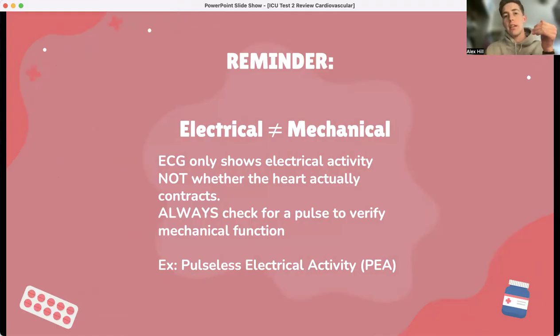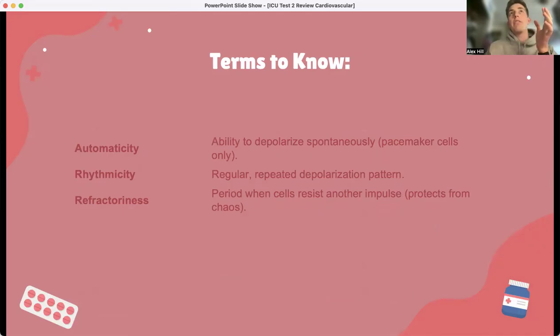the heart is doing. However, there are rare cases of pulseless electrical activity where you don't have a pulse, but you do see electrical activity. And so you just got to watch out for this. Okay. Like if you see electrical activity, make sure you're still feeling for a pulse. It's important to do both of those things.